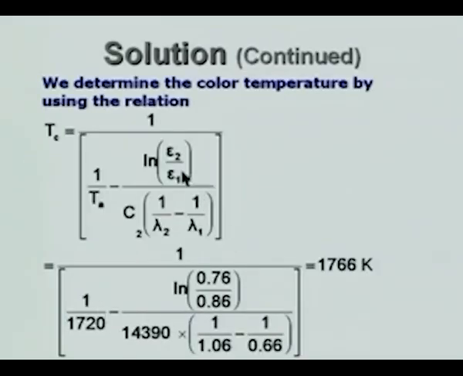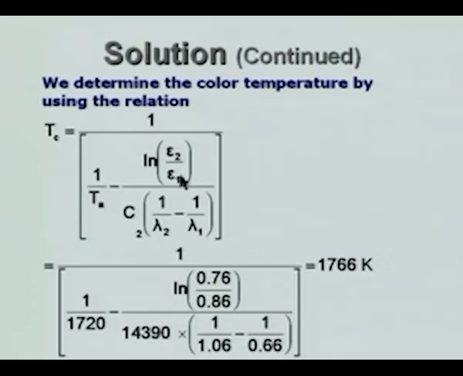And you will also notice that if epsilon 2 equals epsilon 1, this whole thing will become logarithm of 1 equal to 0 and the color temperature will become exactly equal to the actual temperature. That means that if the ratio of the emissivities at the two wavelengths is equal to 1, that is, the two emissivities are the same, then the color temperature and the actual temperature are one and the same.